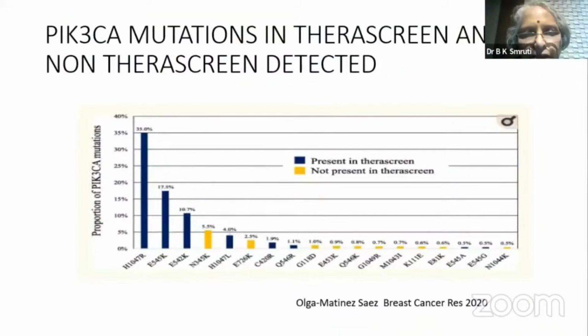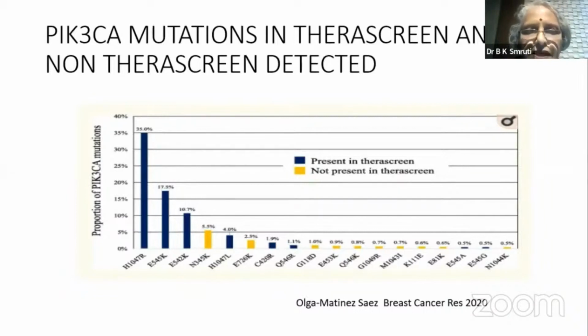Now people are doing NGS, though, as was mentioned in the ABC6 guidelines, of which I was a part, that NGS should not be routinely done in breast cancer. But this is a study which looked at PIK3CA mutations picked up by other techniques other than TheraScreen, which has only 11 hotspot mutations. And you can see that there are other mutations which are detected. Actually, the TheraScreen studied PIK3CA in the 11 hotspot mutations.